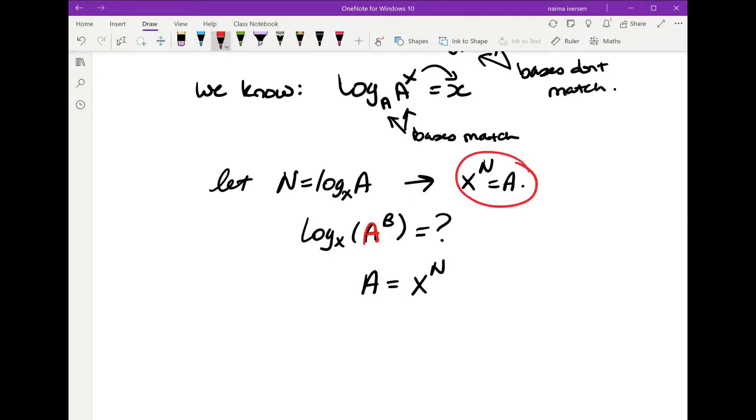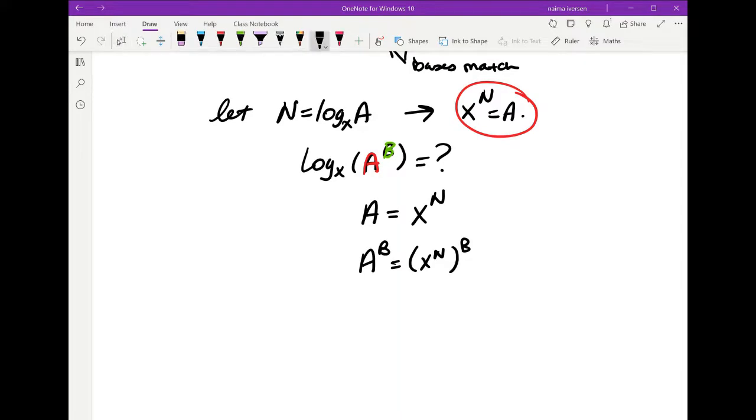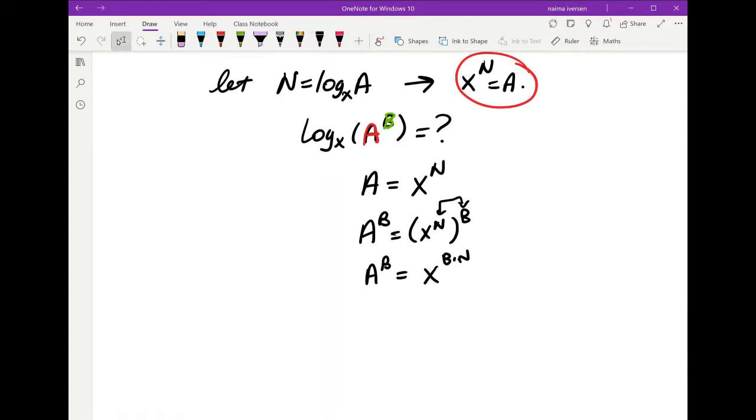Now what I need to be able to do then is I need a to the power of b now. So what I'm going to do is I'm going to raise both sides to the power of b, x to the n to the power of b. Remember again that logs are exponents, so think about what you're doing with your exponents. When you have an inside and an outside exponent like this, we multiply them. So we're going to get n times b or b times n. Inside, outside exponents, we multiply. I'm going to log base x both sides.